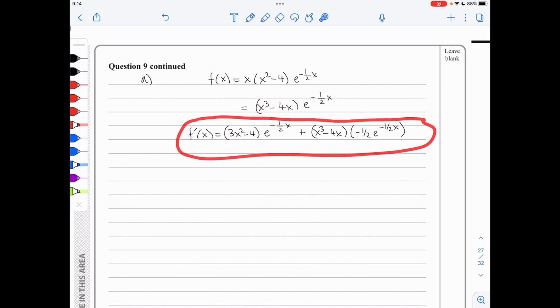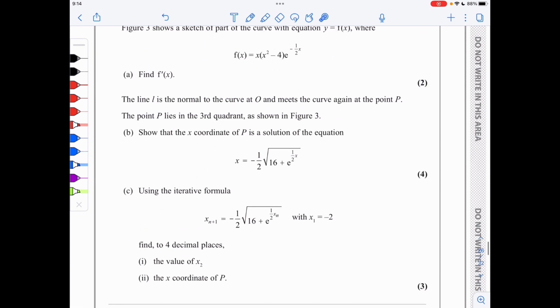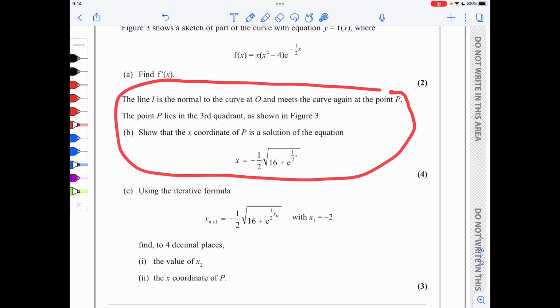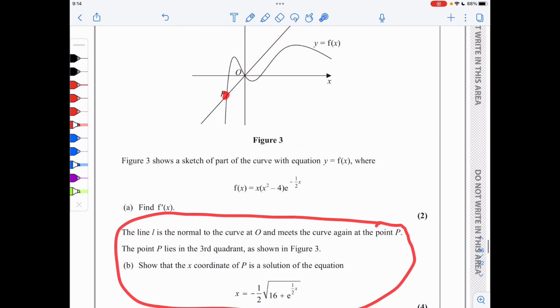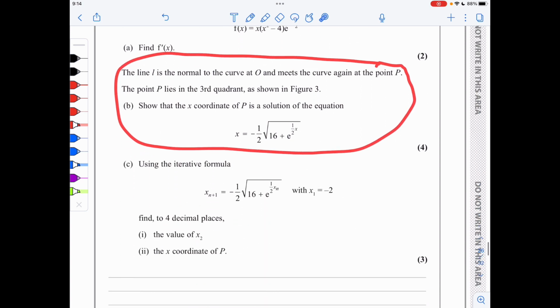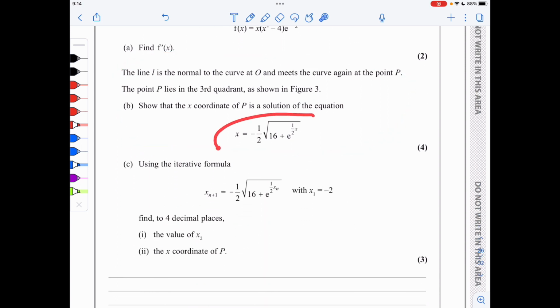Notice we haven't been told to simplify this or put in a particular form, so we will score the 2 marks by simply stopping here. And then if we go to part B, we are told that the line L is a normal to the curve at O and meets the curve again at the point P. Now the point P, as we can see on the graph, lies in the 3rd quadrant, and we need to show that the x coordinate of P is a solution of this equation.